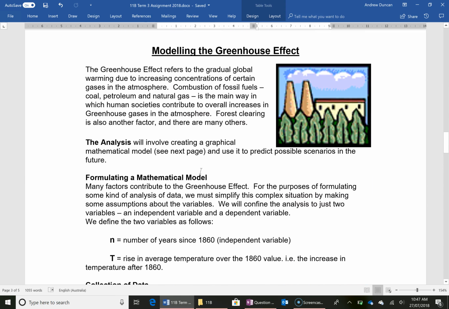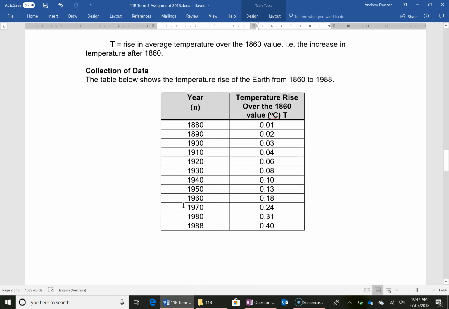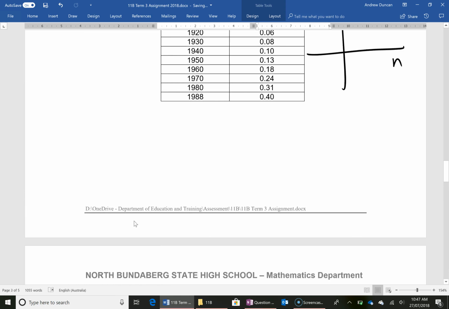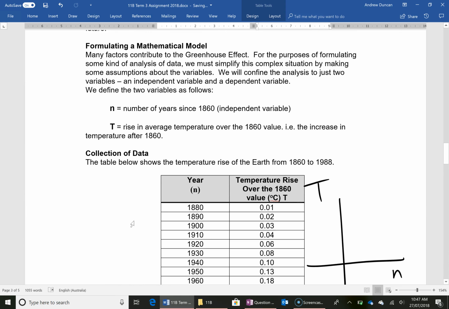All right, so the background here you can probably just read for yourself. Just talking about the greenhouse effect and the temperatures increasing over time. Okay, so we've got some data. As soon as I see that data, I think I'm going to make some sort of graph, temperature versus the year. Just for consistency, make these n's little t's, and that'll be consistent with the questions.